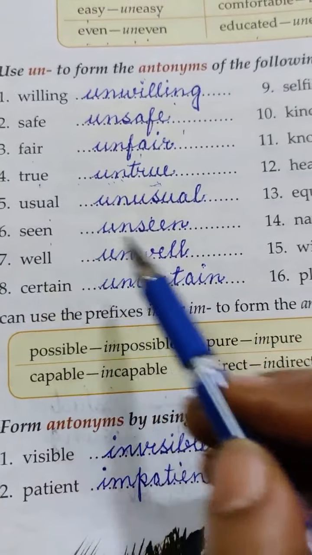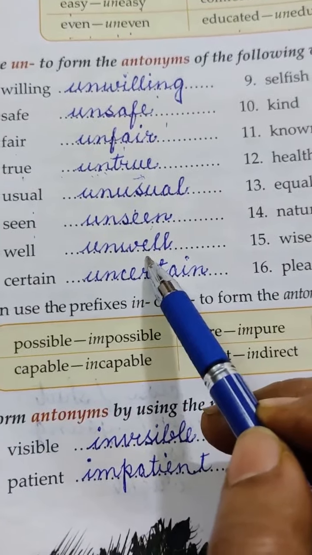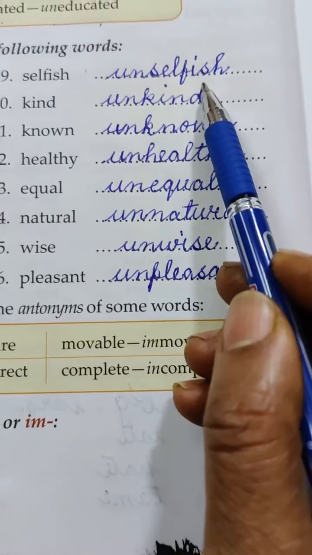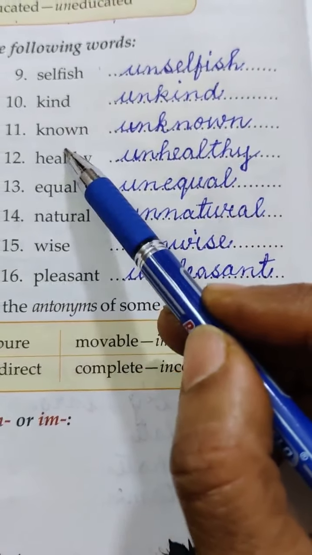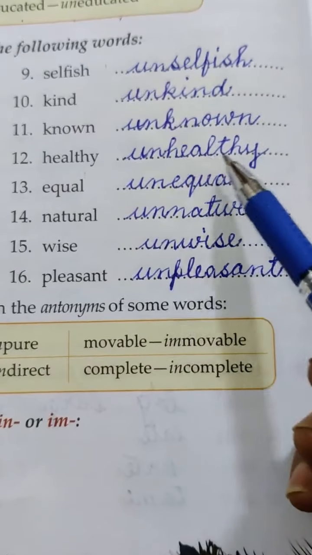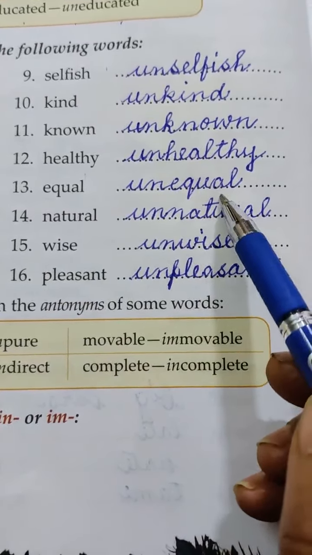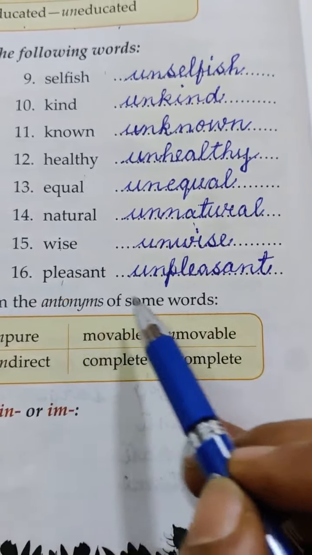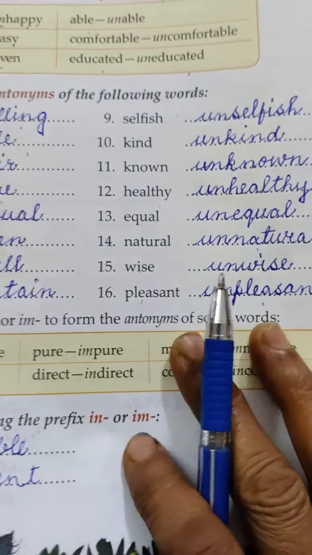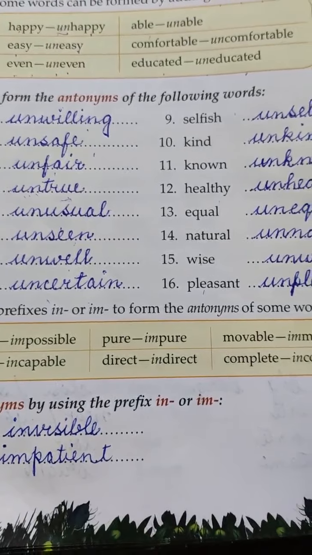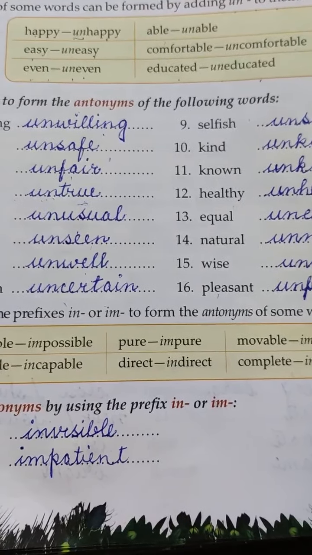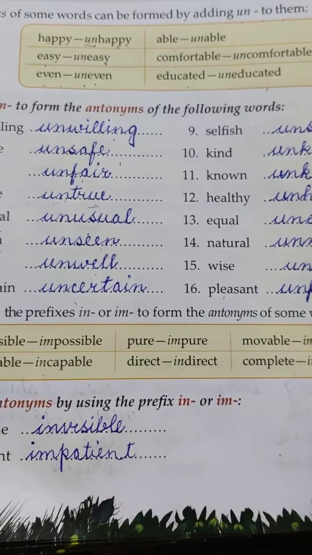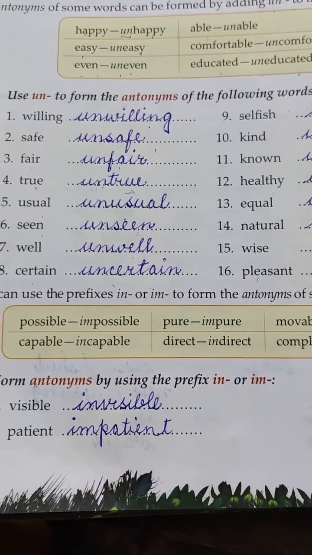Alright? Seen, unseen. Well, unwell. Certain, uncertain. Next column. Selfish, unselfish. Kind, unkind. Known, unknown. Healthy, unhealthy. Equal, unequal. Natural, unnatural. Wise, unwise. Pleasant, unpleasant. Alright? But it's not compulsory that you add the prefix un to any of the word and it is converted into its opposite. No. You cannot add un to all the words to form the opposite. Followed?